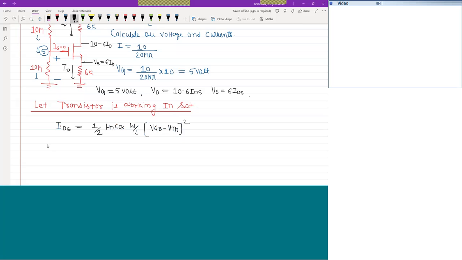So I can say IDS is equivalent to 1 by 2 mu n into COX, which is given as 1 milliampere. So I can take this as 1. ID is also in milli, so milli cancels, and this includes the W by L ratio, so there is no need of writing W by L separately.